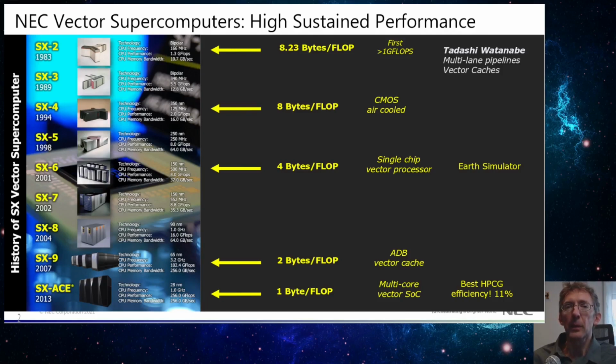which is not a bad number, and that is reflected in the fact that this machine had the best HPCG efficiency with 11%. HPCG is one of the 2 important benchmarks for high-performance computing, besides the LINPACK, which measures basically the peak performance of a computer. HPCG measures more of an application performance. It is a conjugate gradient solver with multi-grid preconditioning.